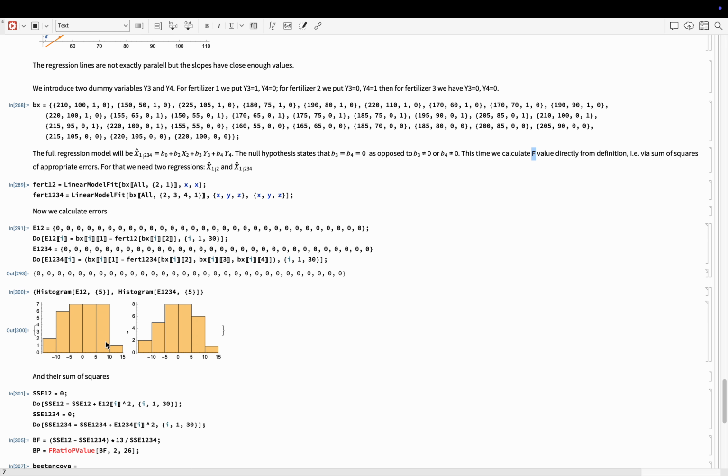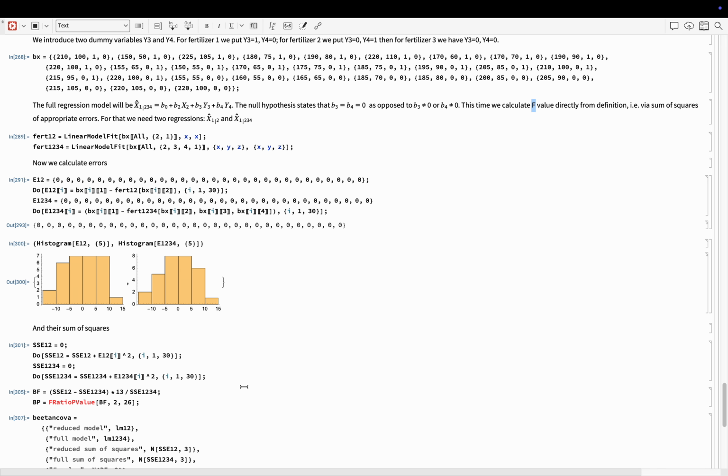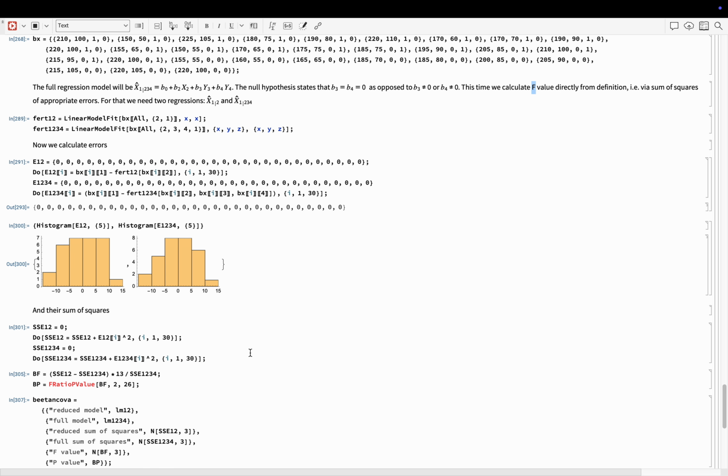So here is the histogram of errors of the reduced regression, so only with the covariate, and here is the histogram for the full regression model. Not bad. I mean, maybe they are not exactly normal, but they are reasonably close to normal.